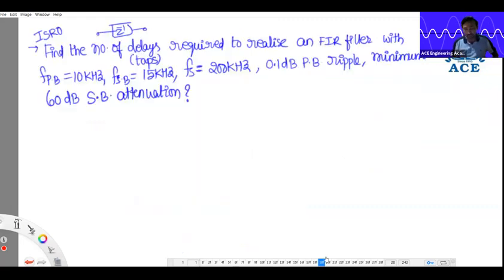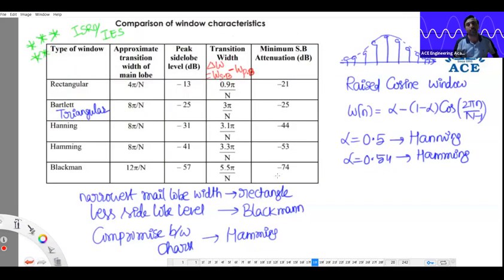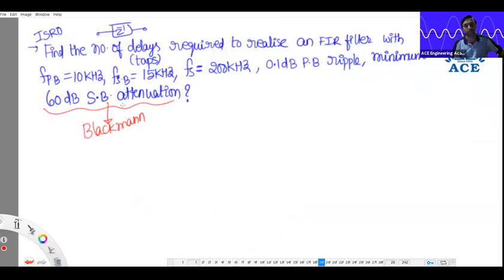As that fellow has used the words 60 dB stop band attenuation minimum, it corresponds to Blackman window. How am I saying that, sir? In the Blackman case, what is that number? Everyone see my cursor. See here. Blackman case, it is minus 74 decibel. In the other window, Hamming case, minus 53. But he is expecting minimum stop band attenuation of how much? Attenuation means negative sign. Gain is positive. Attenuation is 1 by gain.